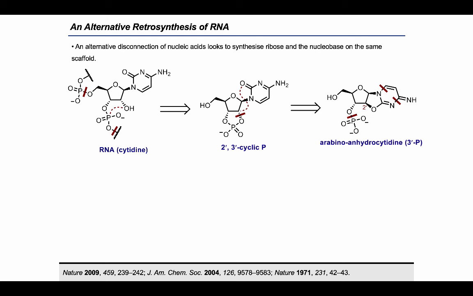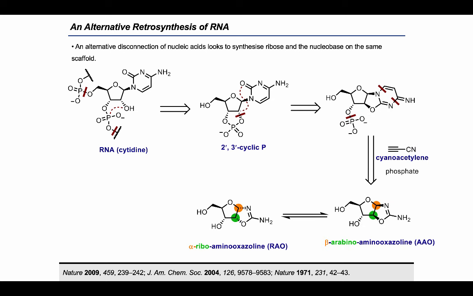And now, instead of thinking of this cyclic phosphate as being composed of a sugar, a base, and a phosphate, we instead seek to synthesize both the sugar and the base on the same scaffold. If we use the formation of the 2'3' phosphate as a means of inverting the stereochemistry at the 2' carbon, then we can see that what we want to disconnect back to is an arabino anhydrocytidine. This anhydronucleotide can be formed from the reaction of arabino aminooxazoline, or AAO, with cyanoacetylene in the presence of phosphate.